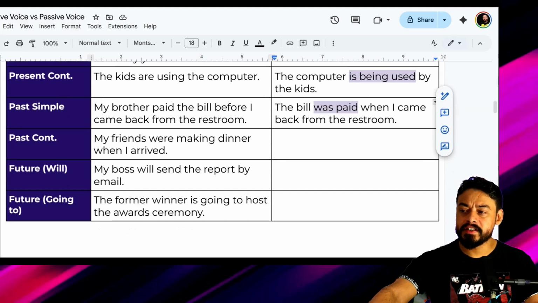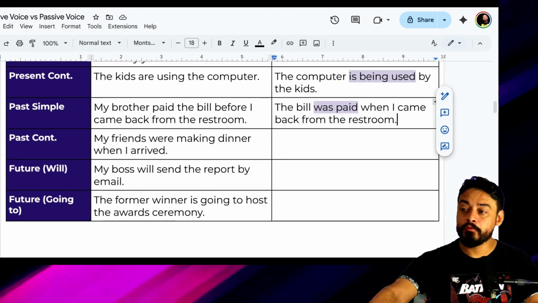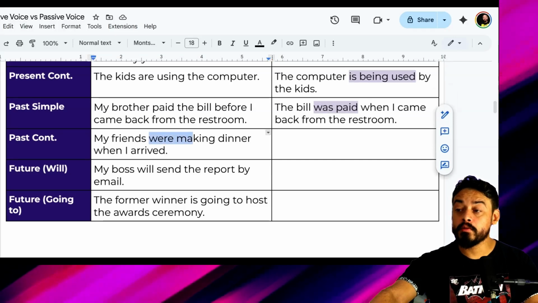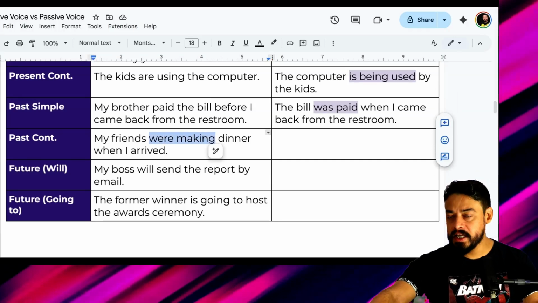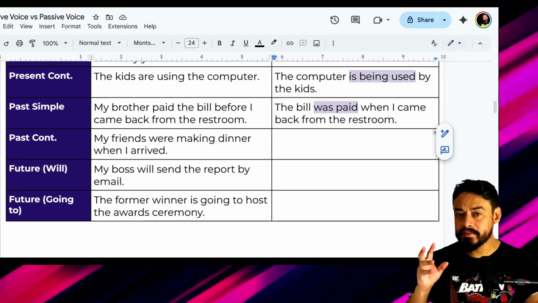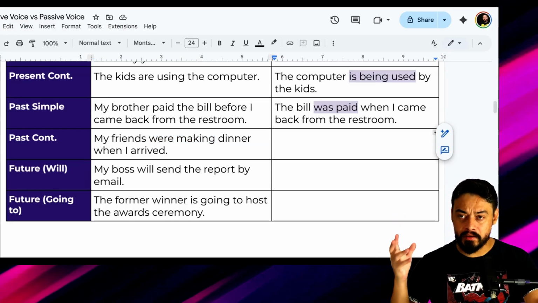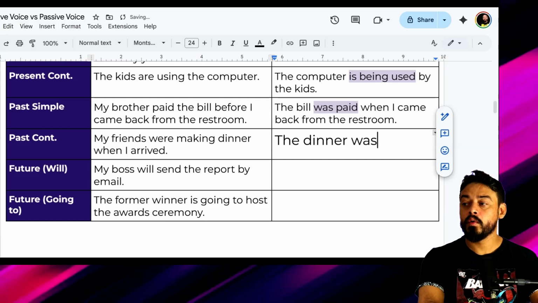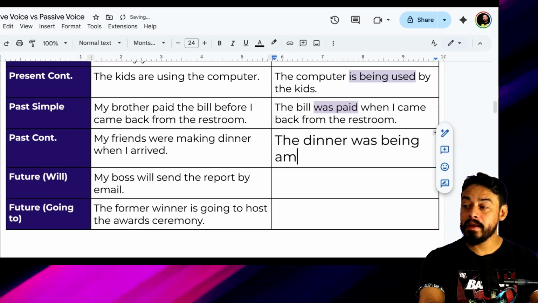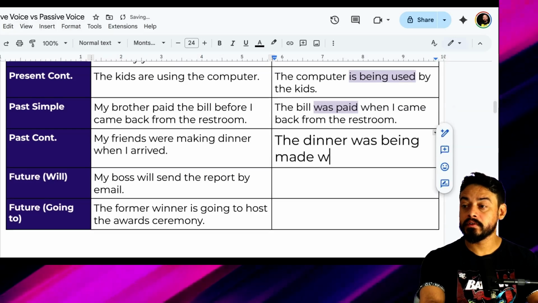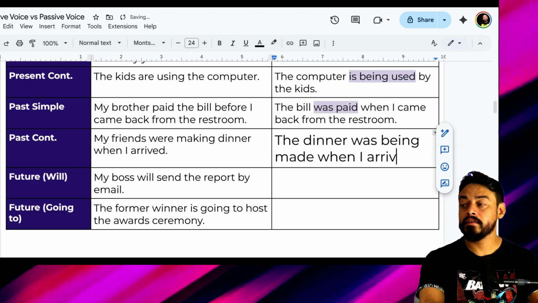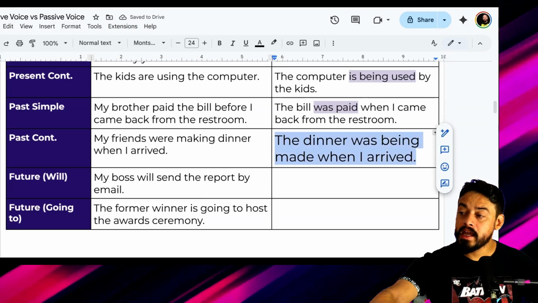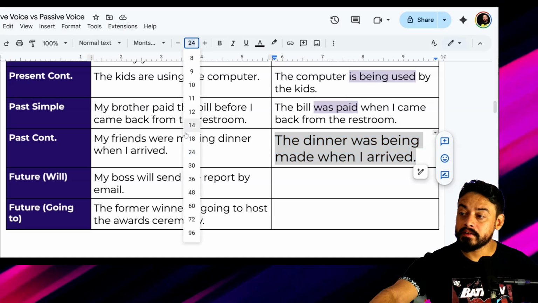Moving on to past continuous, we have my friends were making dinner when I arrived. So were making, this is past continuous. So let's focus now on the dinner, the thing, right? So the dinner was being made when I arrived. You see? The dinner was being made when I arrived.